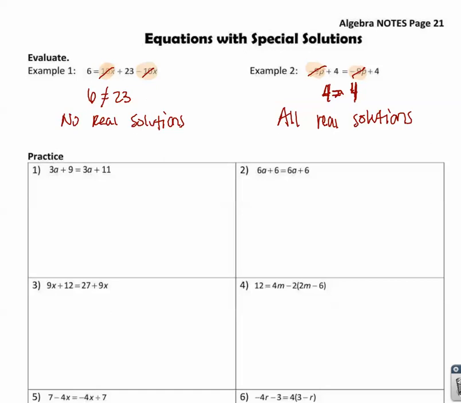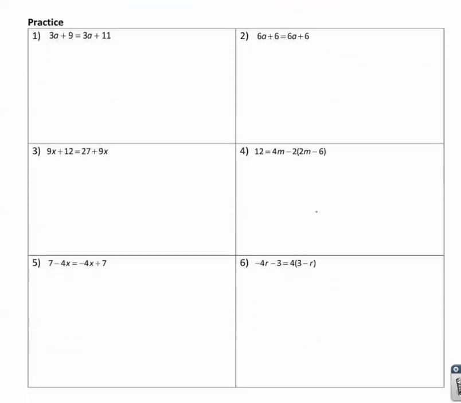So let's try the evens. If I look here, I have a positive 6a on the left, and a positive 6a on the right. Since they're the same, they're going to end up canceling because they're on opposite sides of the equal sign. If I were to move these over and say minus 6a and minus 6a, they cancel out, leaving you with 6 equals 6. Because this is a true statement, you have all real solutions.